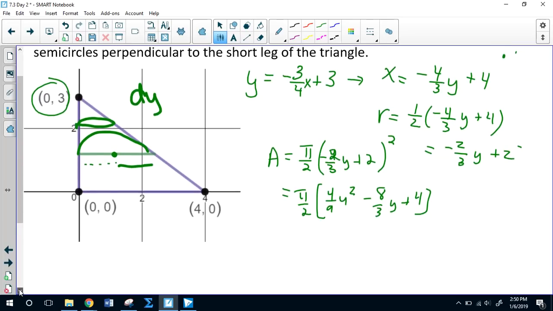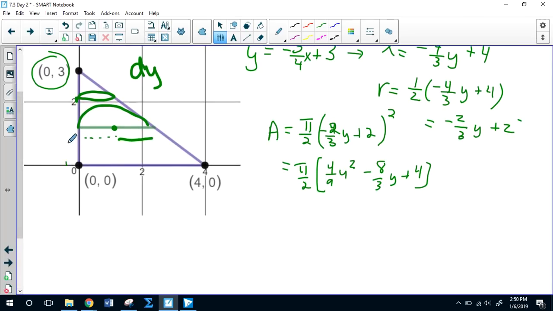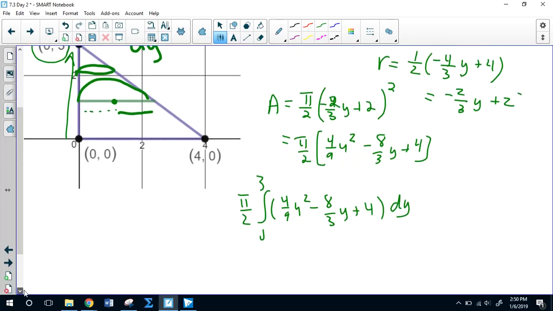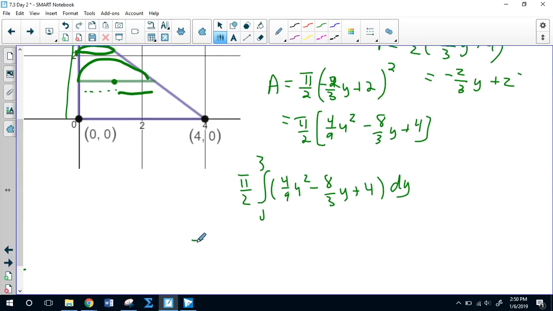Okay, so then I need to figure out the bounds of this because this is what I'm integrating, and I am going up. So I'm going to go from 0 to 3. I'm going to put that pi over 2 up front, go from 0 to 3, 4/9 y squared minus 8/3 y plus 4 dy. Okay, by hand, this becomes 4/27 y to the third minus 4/3 y squared plus 4y. And I'm integrating from 0 to 3.